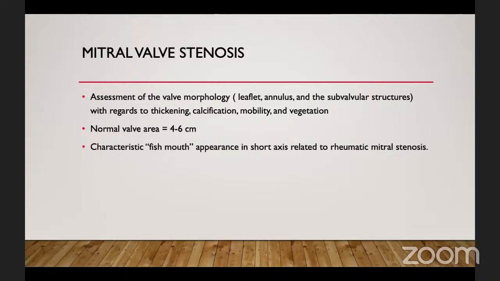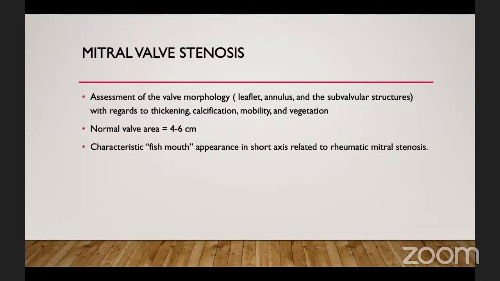Any abnormality in any of these parts can be the cause, or the pathophysiology, of stenosis or regurgitation. So you assess the thickness, the calcification, the mobility, as well as any vegetation. A normal valve area is 4 to 6 centimeters squared.